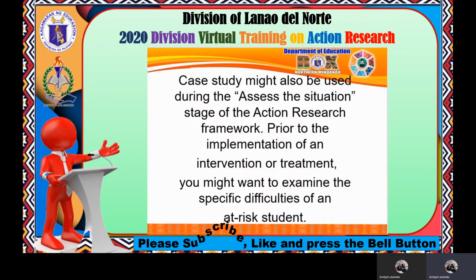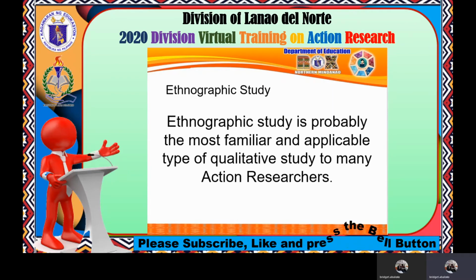So a case study might also be used to assess the situation stage of the action research framework. Why? Prior to the implementation of the intervention or treatment, you might want to examine the specific difficulties of the addressed student.